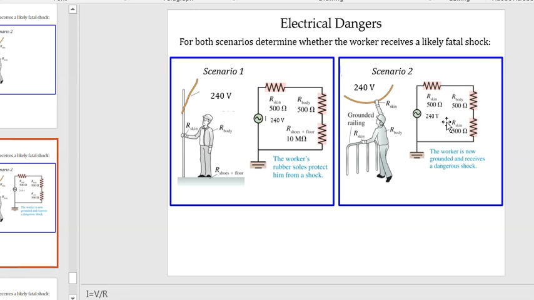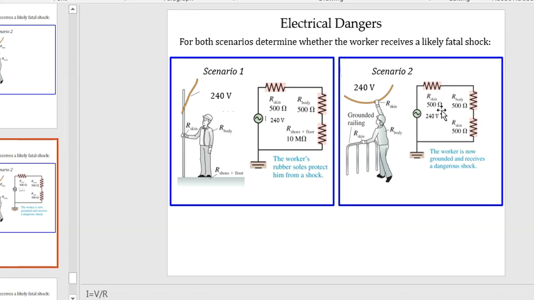Whereas in this second scenario, there's not the rubber shoes anymore because the current is going to go directly through from one arm to the other and through the heart, which is the most serious problem with this picture here. And so this could cause cardiac arrest.